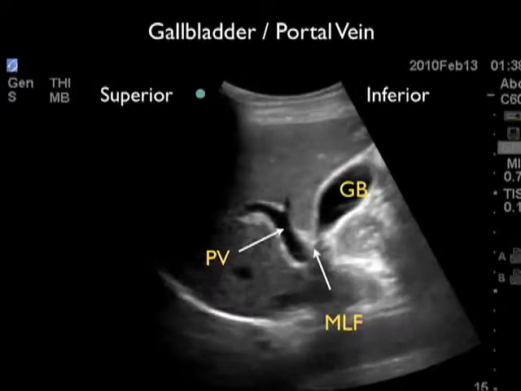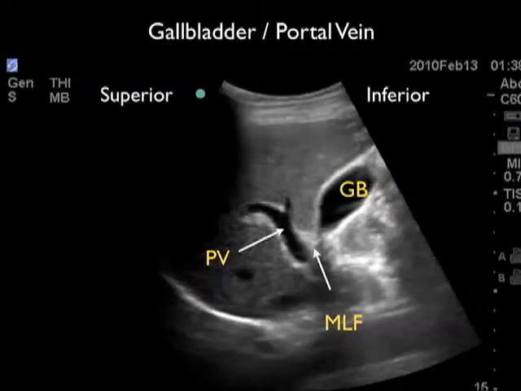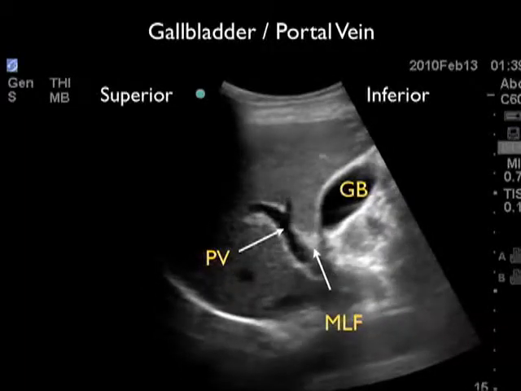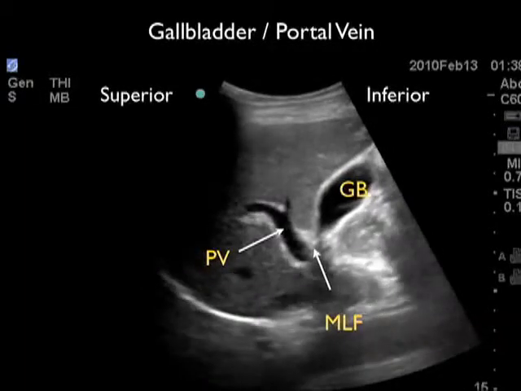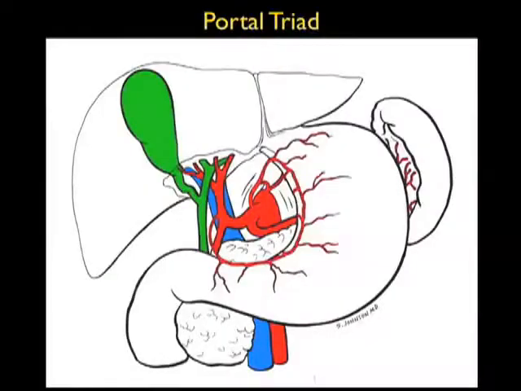Also, looking for the portal vein can be very helpful in looking for a contracted gallbladder that can be difficult to identify on bedside sonography. Now let's review an image showing the anatomy of the portal triad.